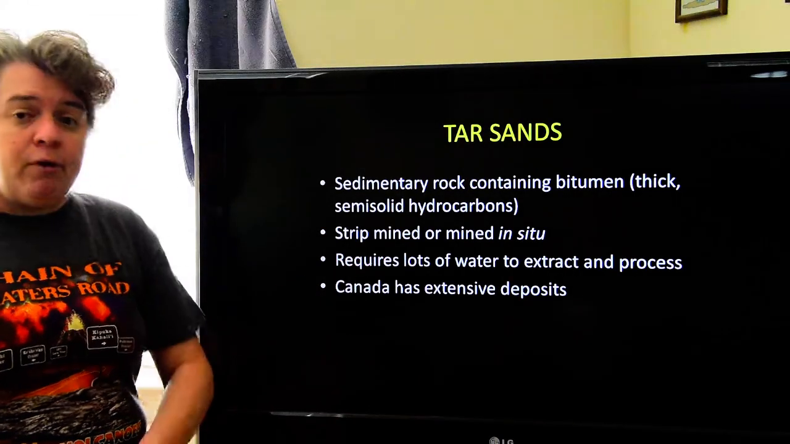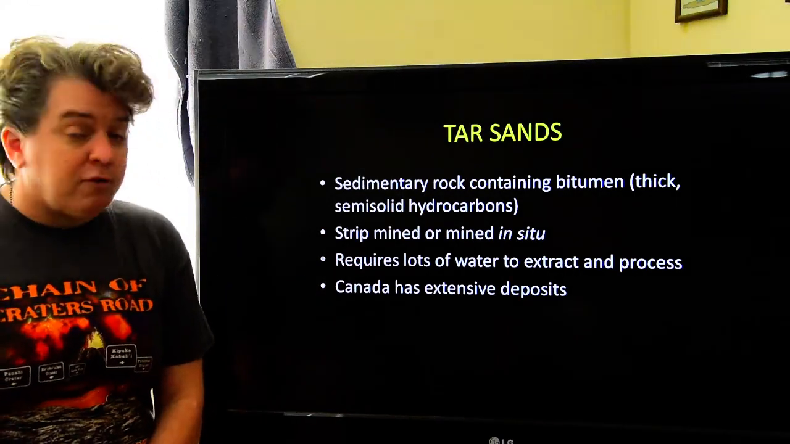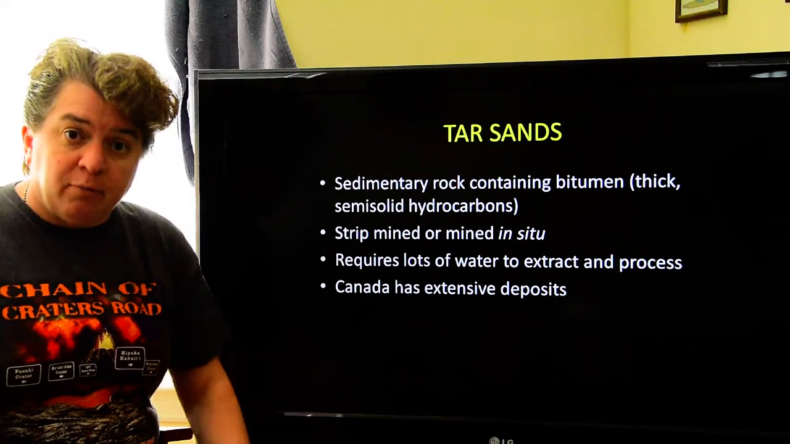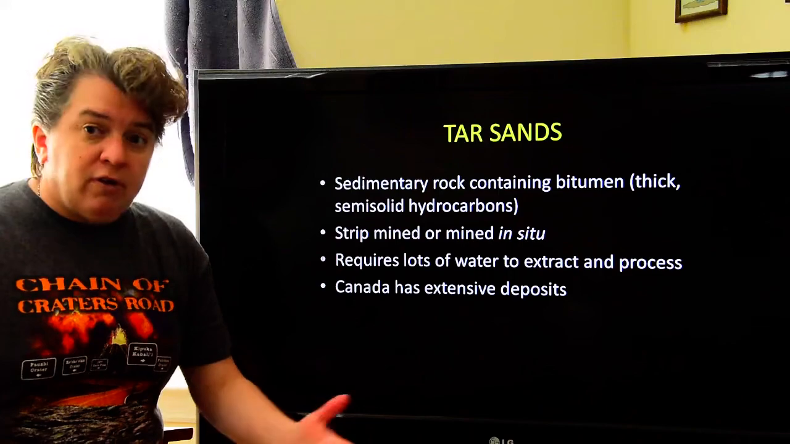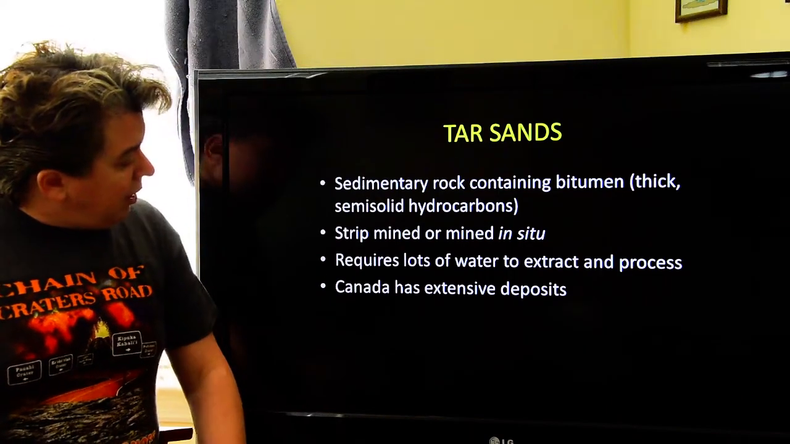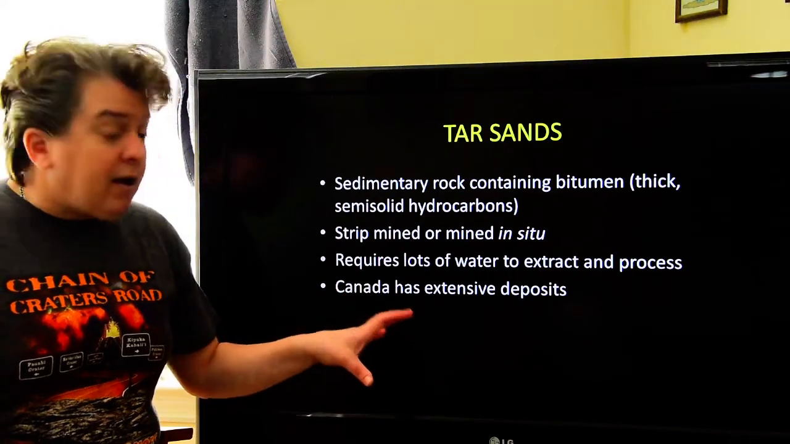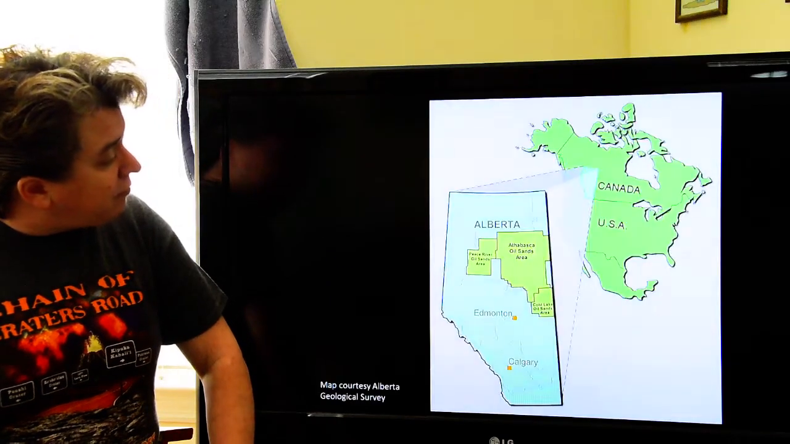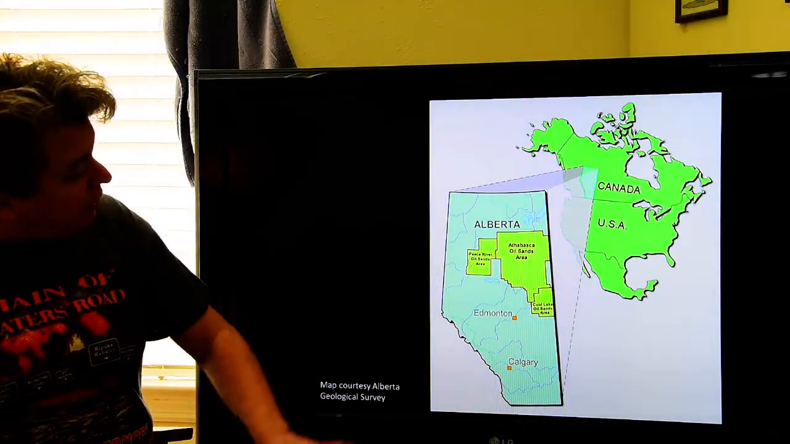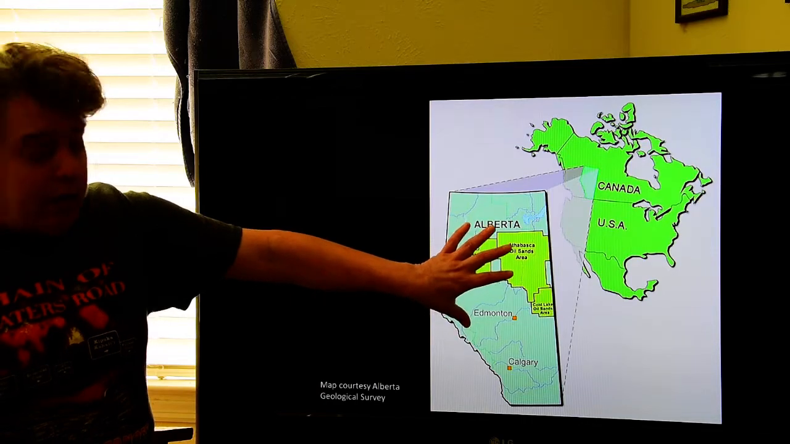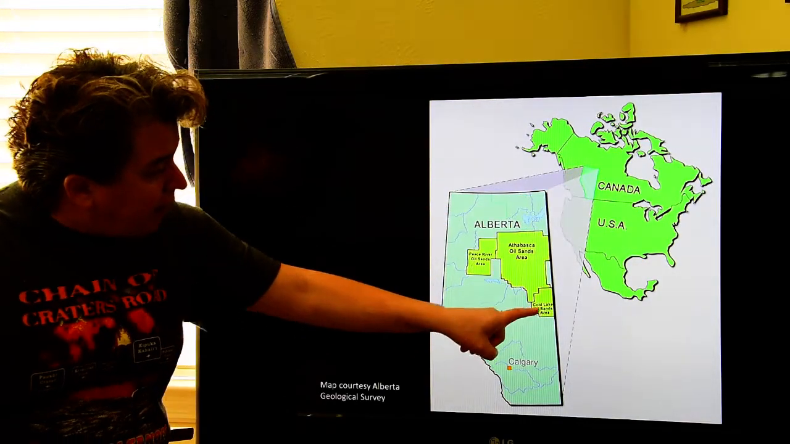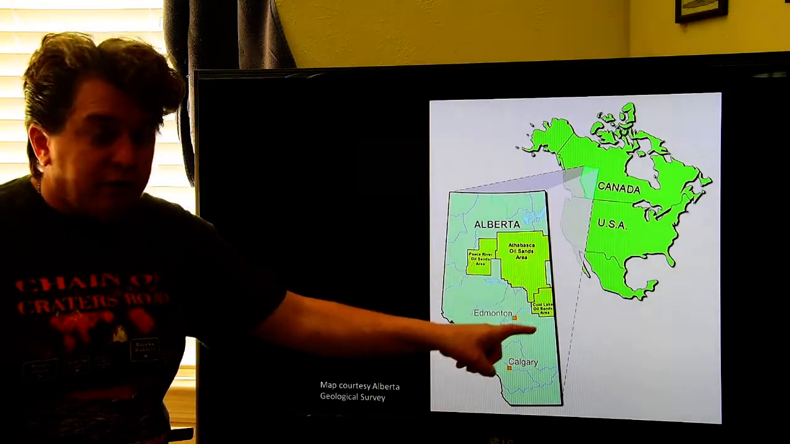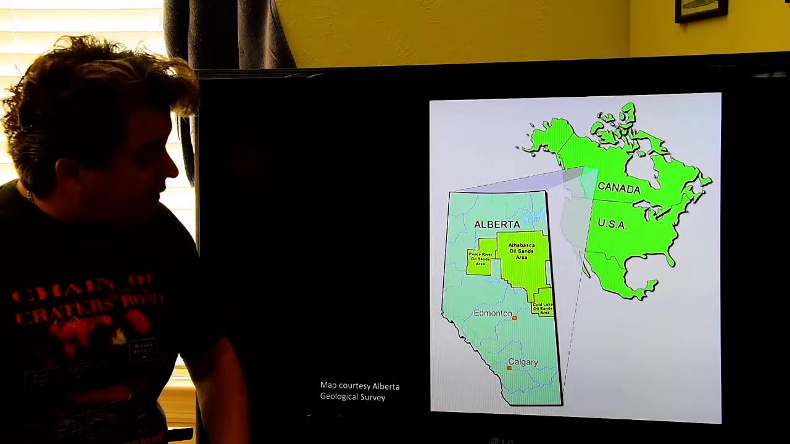This does require a lot of water to extract and process, so this is similar to the oil shale difficulty, which is one of the concerns with this. Canada has some of the most extensive deposits of these sorts of things, and most of them are in Alberta. We can see that's where Alberta is located, and there are the different oil sand or tar sand areas that you can see.